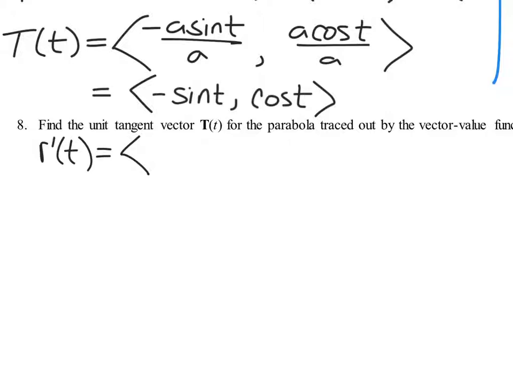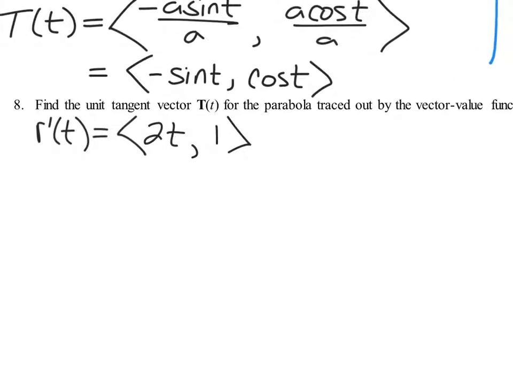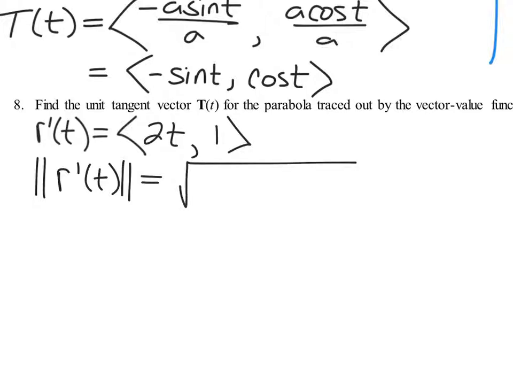All right, so all we're doing is taking the derivative of each component. In this case, not too bad. We're looking at 2t as our first component and a 1 as our second component. Then we need the magnitude of r prime of t, our derivative vector, which is the sum of the squares of the two components, rooted. So the square root of 4t squared plus 1.